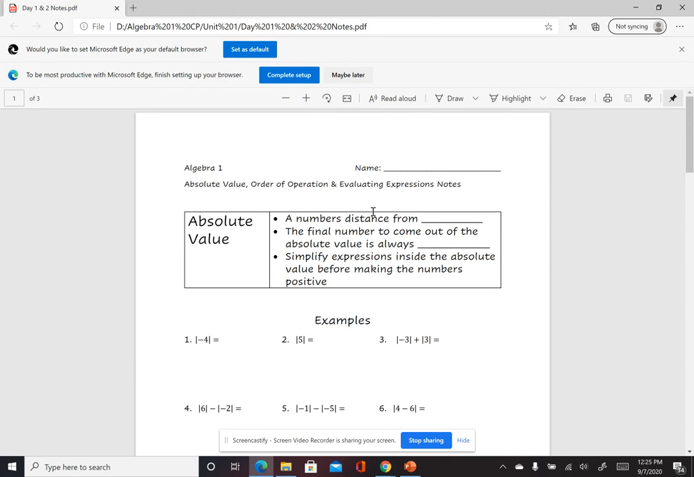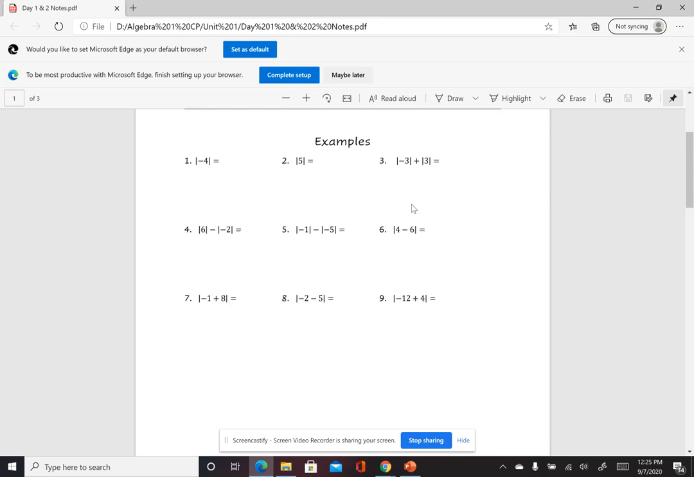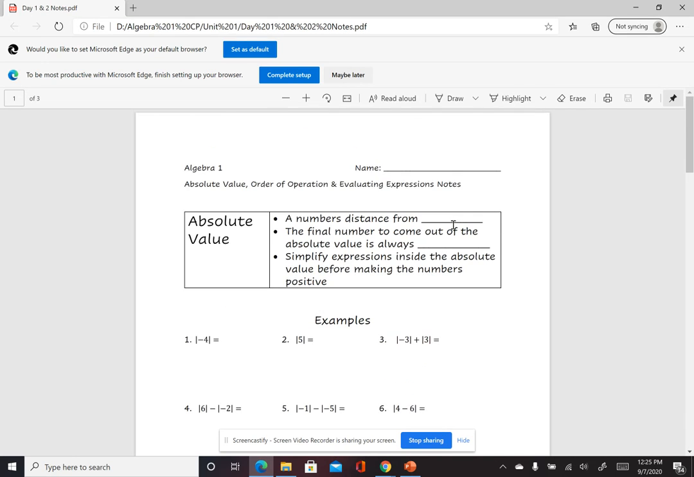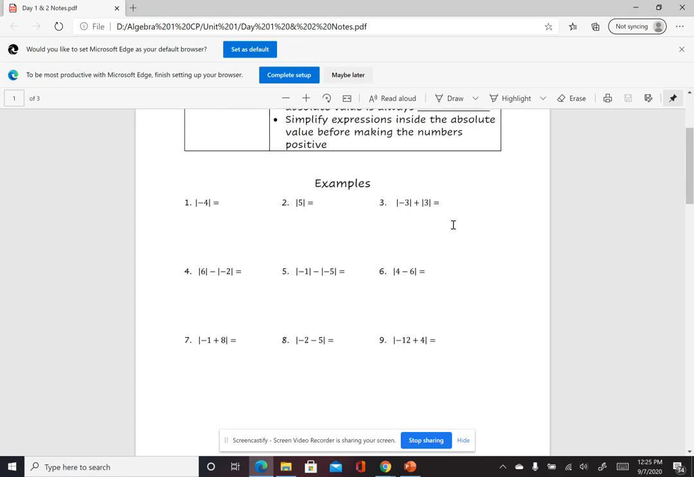So on Google Classroom, you'll find this note sheet. You can either print it out or write it on a separate piece of paper. But we will go over these blanks in absolute value. These examples are what we'll do in class, so you don't have to worry about them yet. I would, though, either on the back of this or on a separate piece of paper, write down the examples that we do in the PowerPoint because they're good notes.